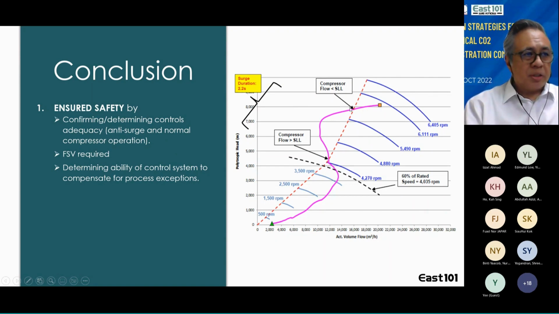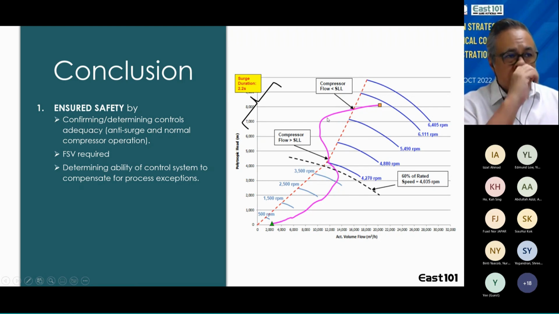But the important thing is to generate these curves so we have an idea of when we're in the feasible regions and when we start having excursions into the surge region.